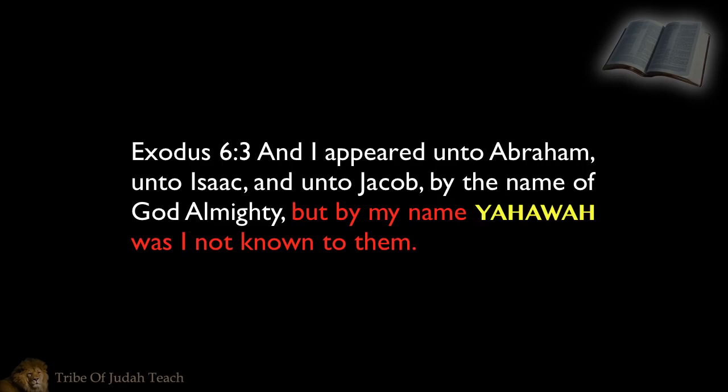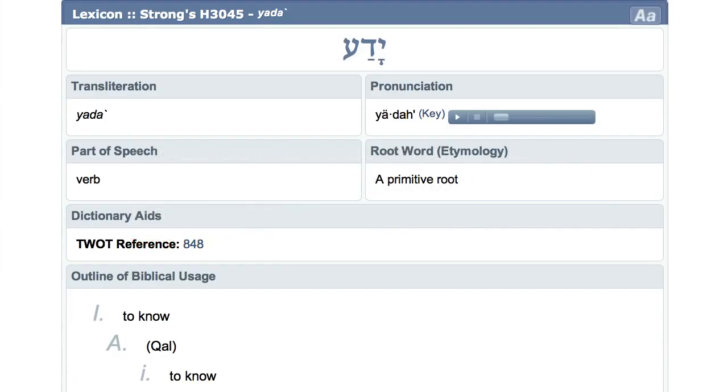So what does this mean? It's saying that they didn't know the glory of his name through a personal experience. And I'm going to show you that's what it's saying right now. See, this is why we cannot afford to be lazy. We have to look words up, especially when the words are translated from a different language. This verse is a perfect example. It says, "But by my name Yahweh was I not known to them." What does the word known mean in this verse? Let's look it up.